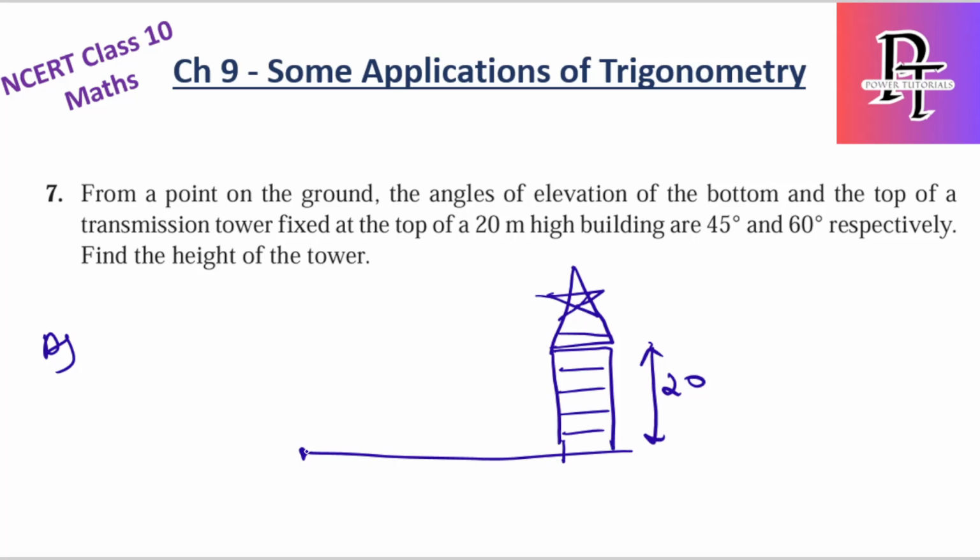So they are saying that we have a position here on the ground. The angle to the bottom of the transmission tower is 45. And from the same point, if I see the top of the transmission tower, it is 60. The height of the building is also given, it is 20. Find the height of the tower. They are asking to find this value. So let's draw with respect to triangles and solve this question.